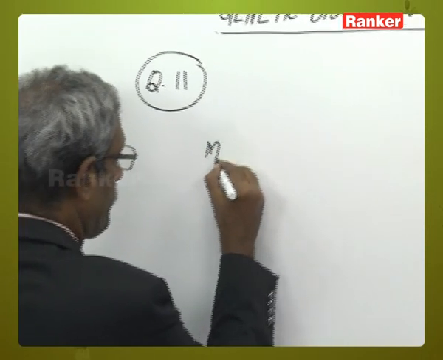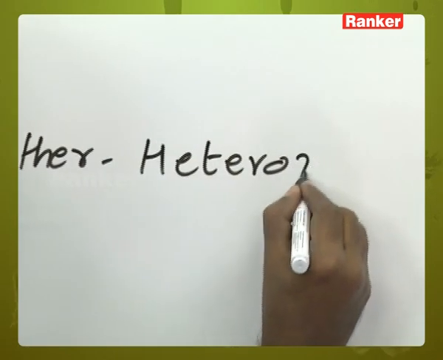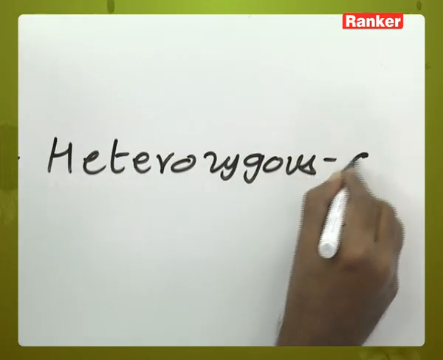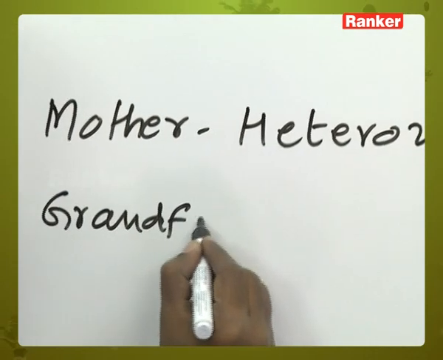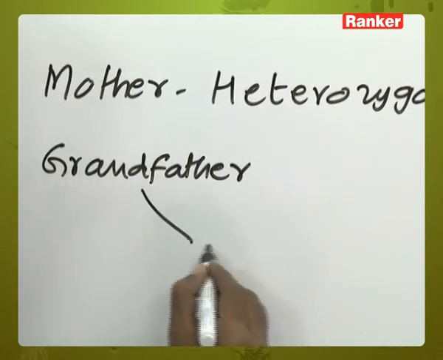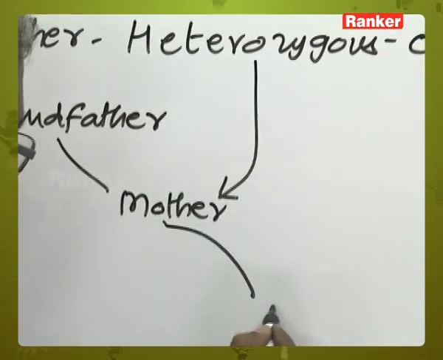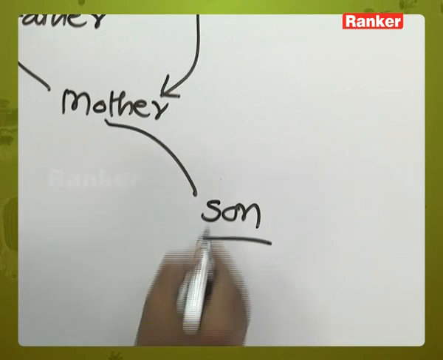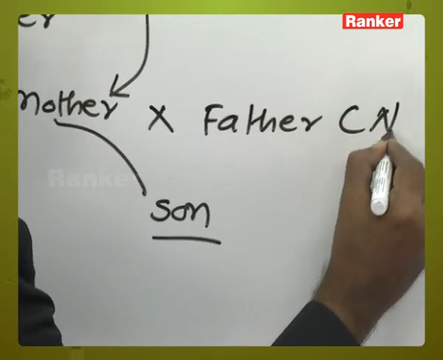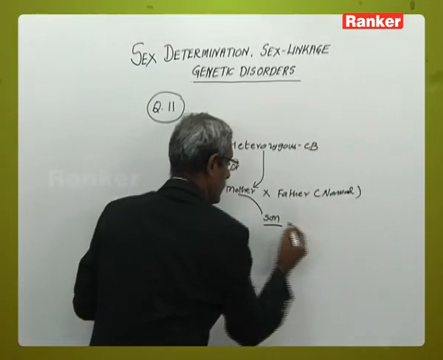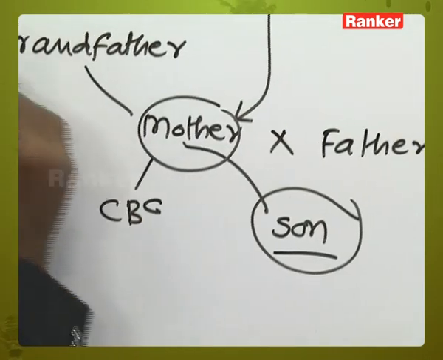You take the mother, is heterozygous for the gene of color blindness. So it principally says from the grandfather it comes to the mother, and the mother is heterozygous over here, and from the mother it goes to the son who is born to parents who are normal. So the son gets the colorblind gene from the grandfather.